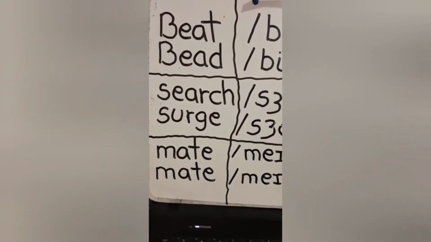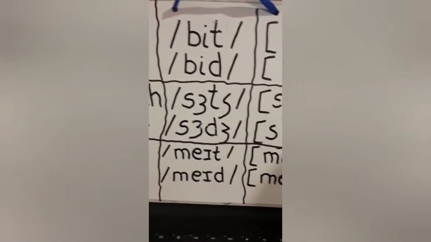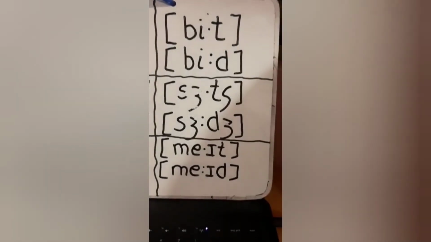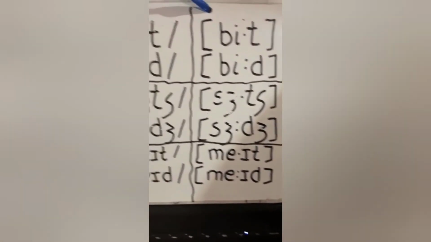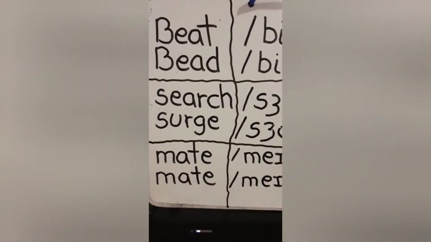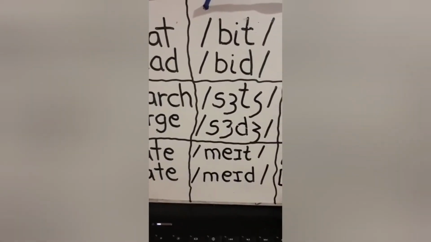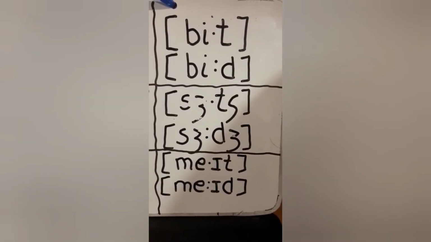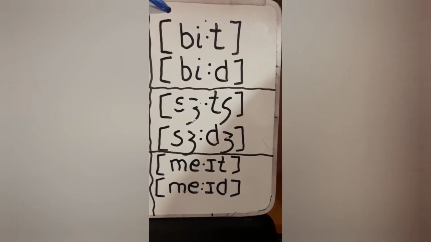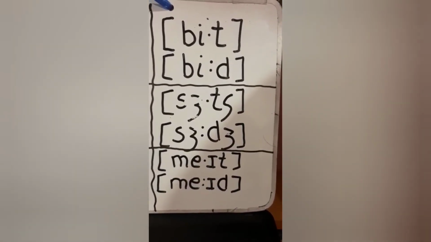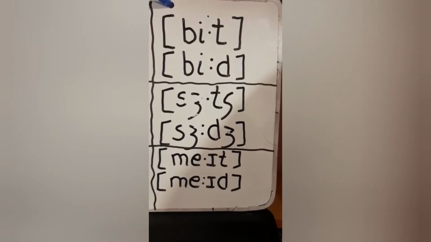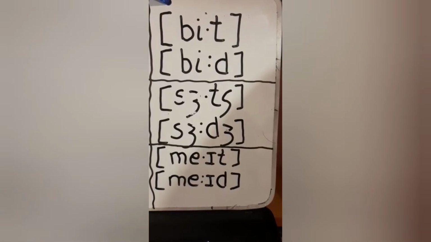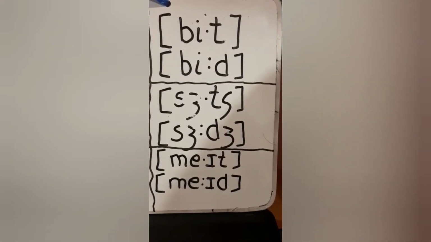We have six words here, and those are the phonological transcription and the allophonic transcription. So in this case we have bit and beat. The difference is the length of the vowel. In this case we have only one diacritic in the first case, in bit, because it's short. But in the second case, in beat, we have the length mark, because it's longer than the first one.